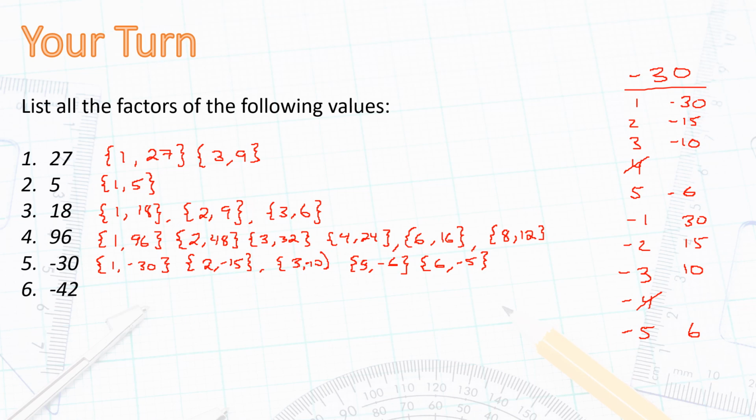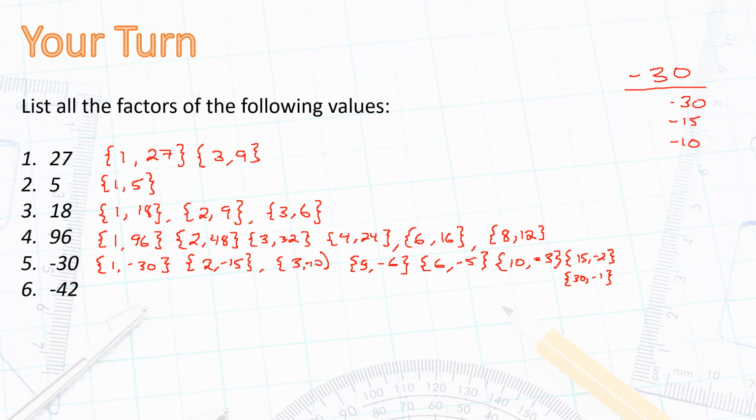We got, after 6, 10, and minus 3. We got 15 and minus 2. And then we got 30 and minus 1. All right, so those are all our factors of negative 30 in pairs. Next up, we got negative 42.